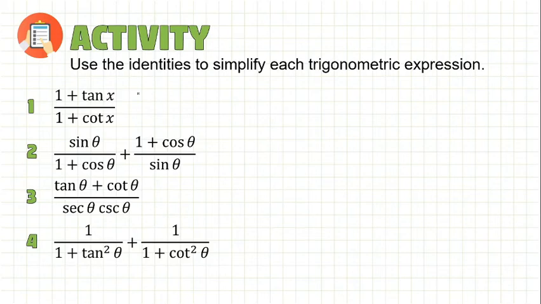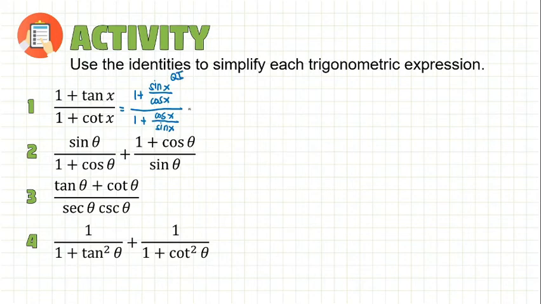So in this case, this will now be equal to 1 plus tangent, which is just from our quotient identity, that is just sine over cosine, right? So we have sine x over cosine x, all over 1 plus cotangent x, which is just cosine over sine, right? So we have cosine x over sine x. So again, what we applied here is the quotient identity.